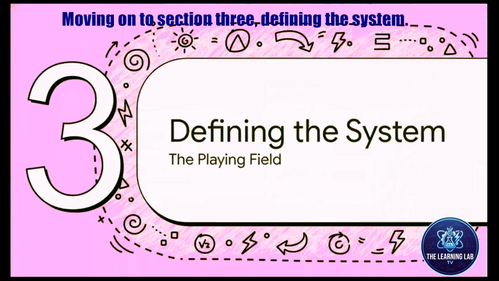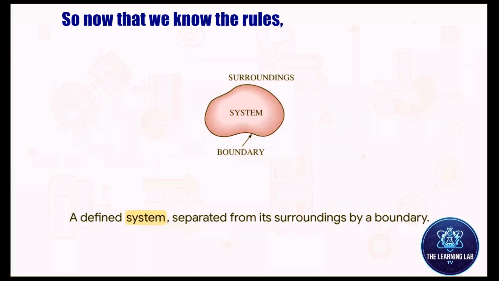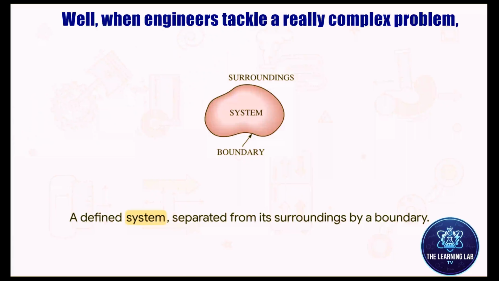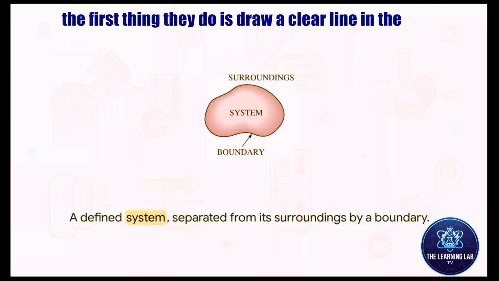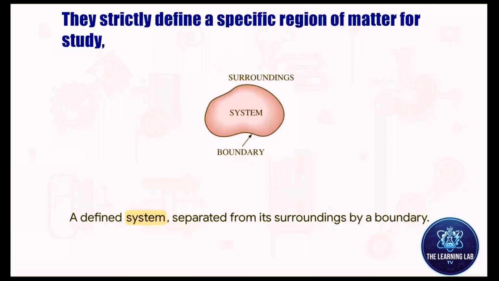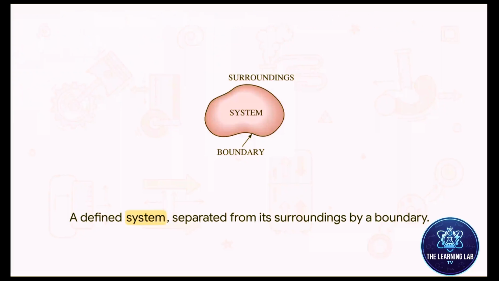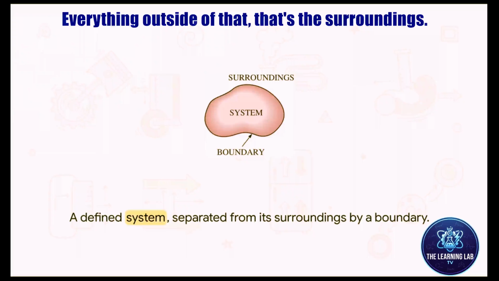Moving on to section 3, defining the system. So now that we know the rules, where is the game actually played? Well, when engineers tackle a really complex problem, the first thing they do is draw a clear line in the sand. They strictly define a specific region of matter for study, and they call that the system. Everything outside of that, that's the surroundings.